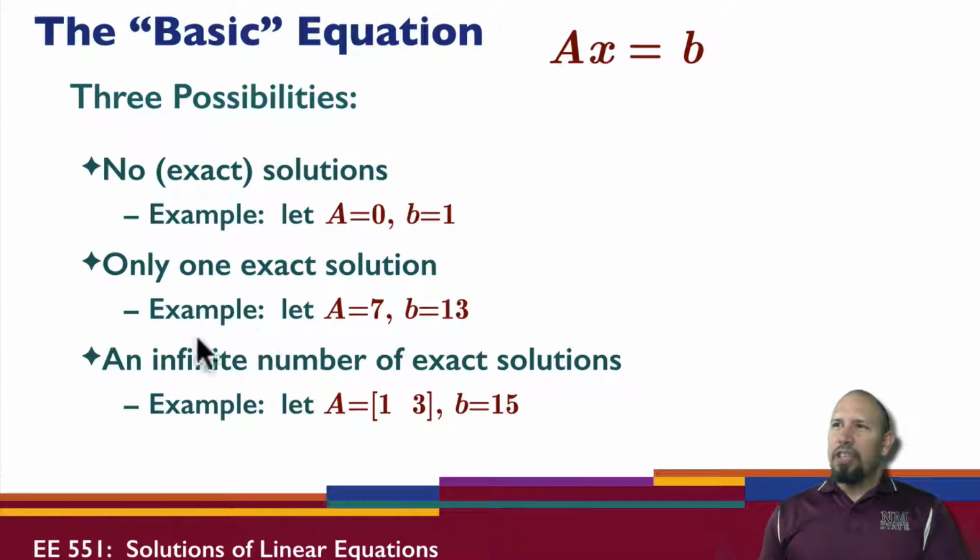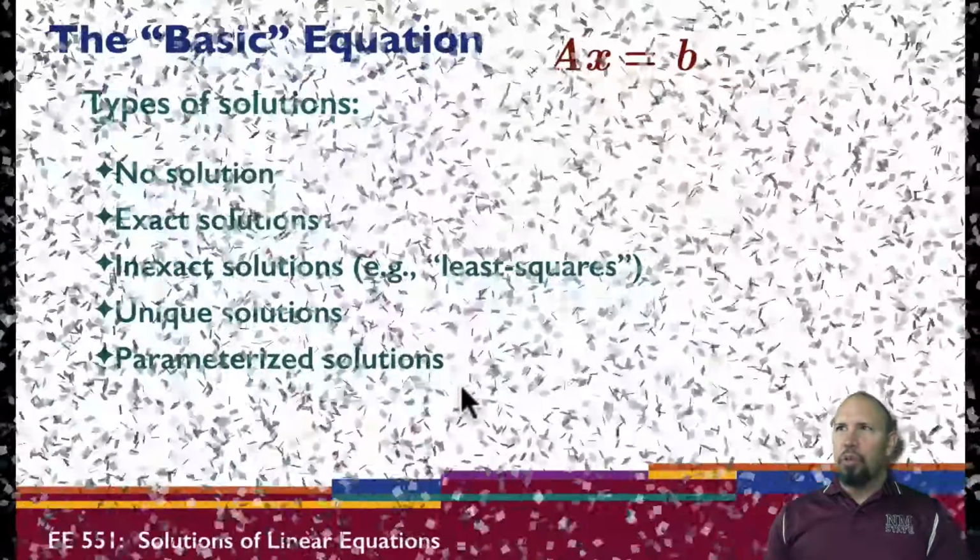Only one exact solution is another one. So if A is a constant non-zero value, and b is a constant value, then I can just divide b by A and get the solution x. Or I could have an infinite number of exact solutions. A is a row, which means x has two elements, and b is a scalar, so this is like one equation and two unknowns, in which case you get an infinite number of exact solutions. So these are the kinds of things we're looking at.